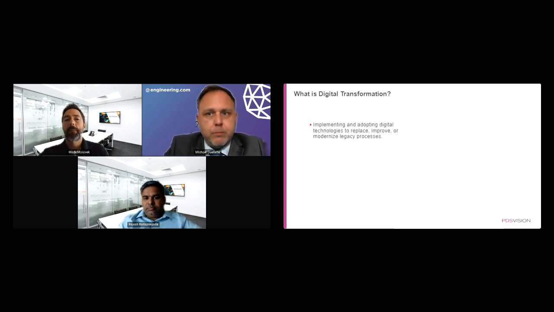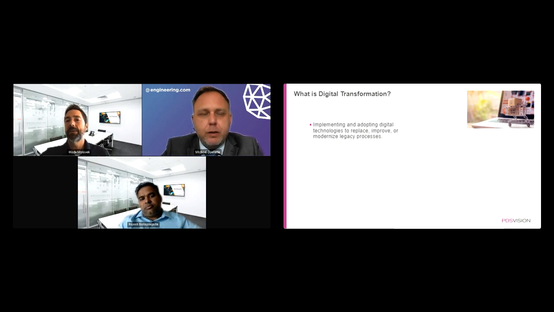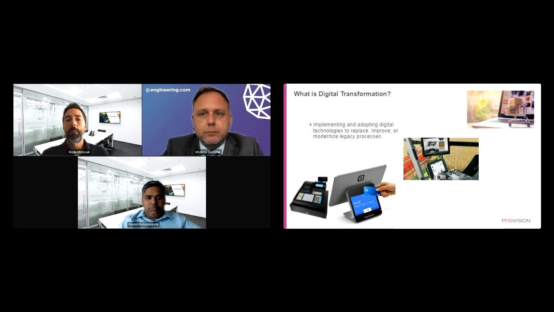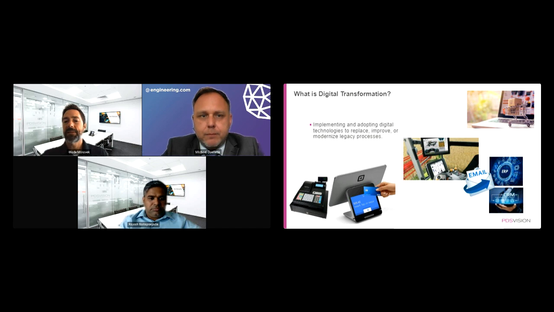And if we look at the idea of implementing these digital technologies to replace or modernize legacy processes, that really applies to a wide range of areas. So, if you think about modern online shopping compared to going to a brick and mortar store, or point of sale systems compared to old, manual cash registers, or, if you look at modern agricultural equipment, all of these things, there's been digital transformation in all of these areas. And just at work, email, ERP systems, CRM systems, all of this is a part of digital transformation.